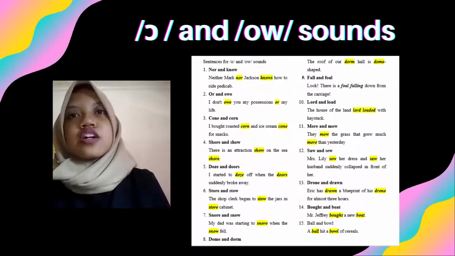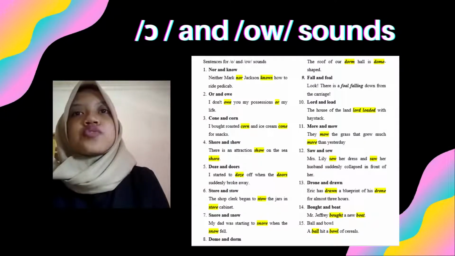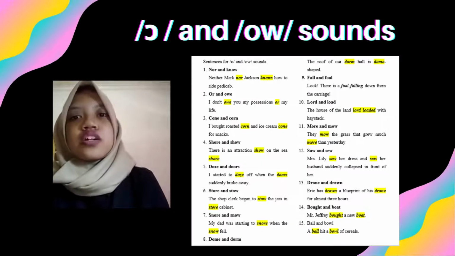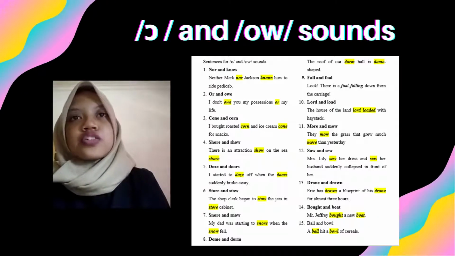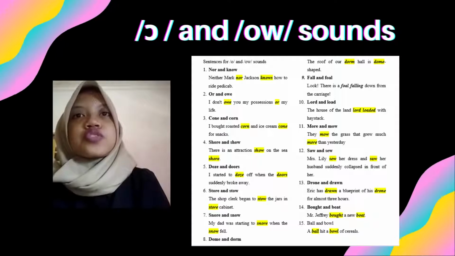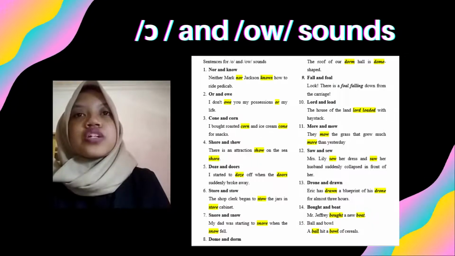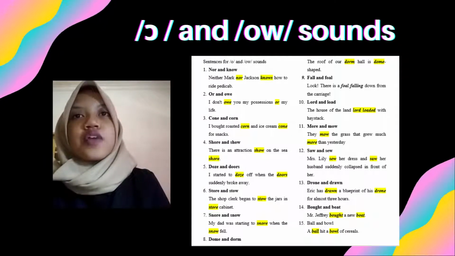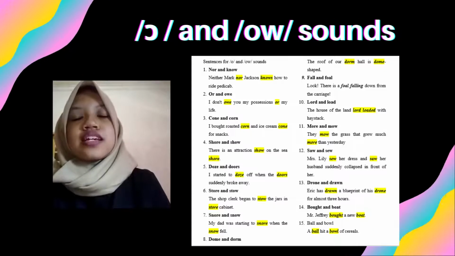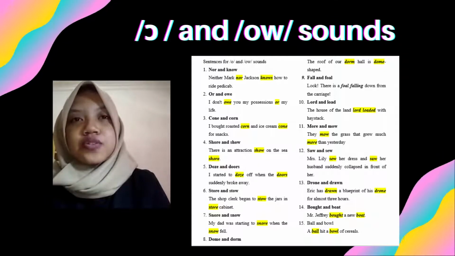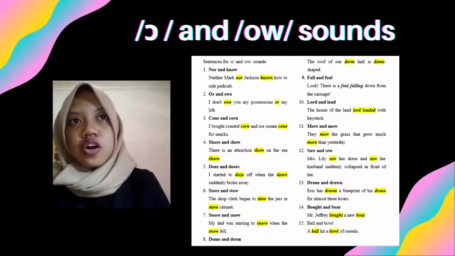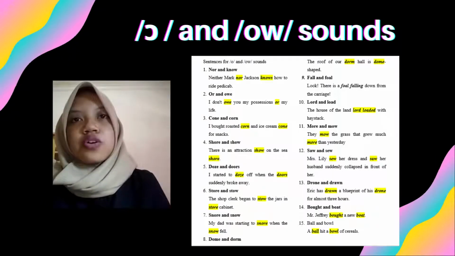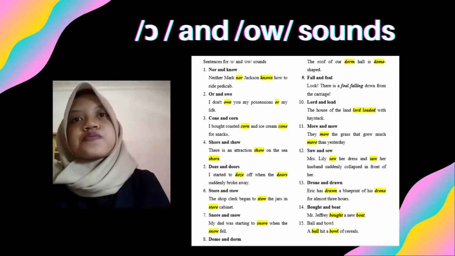And then in the next, number 13, we have drawn and throne. Eric has drawn, D-R-A-W-N, a blueprint of his throne, T-H-R-O-N-E, for almost 3 hours.